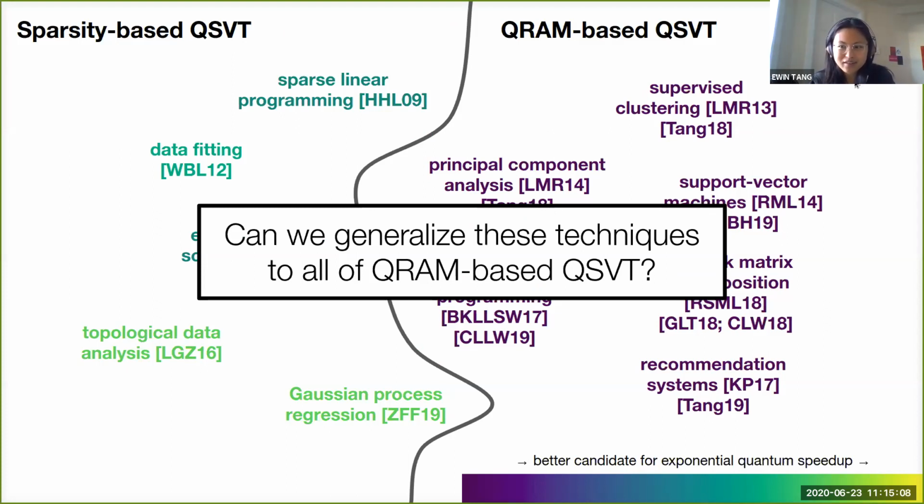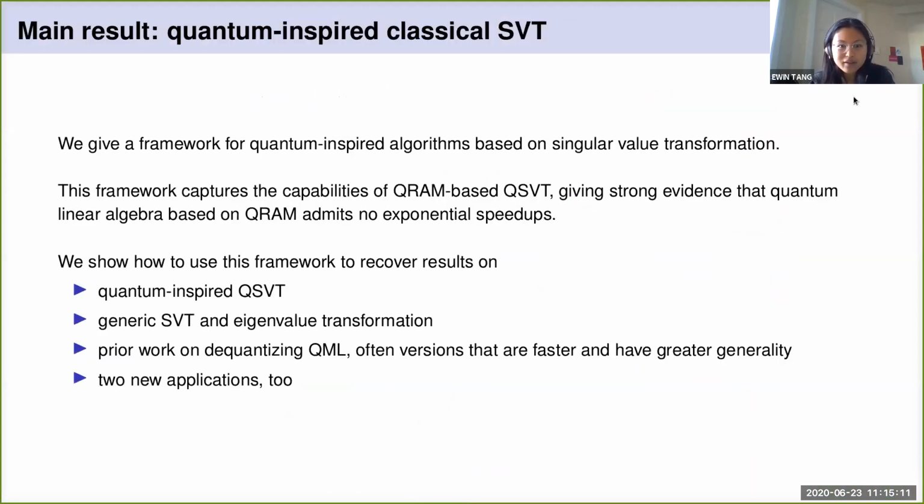Our result is that we do give such a framework. I won't explain why we consider this to be an analog, but basically this framework captures the same capabilities of QRAM-based QSVT up to approximation error and polynomial slowdown. This gives strong evidence that quantum linear algebra based on QRAM admits no exponential speedups. This is because we believe that QSVT basically captures all of our known techniques for quantum linear algebra. And we show how to use this framework to recover results; we give a classical analog to a weaker model of quantum singular value transformation.